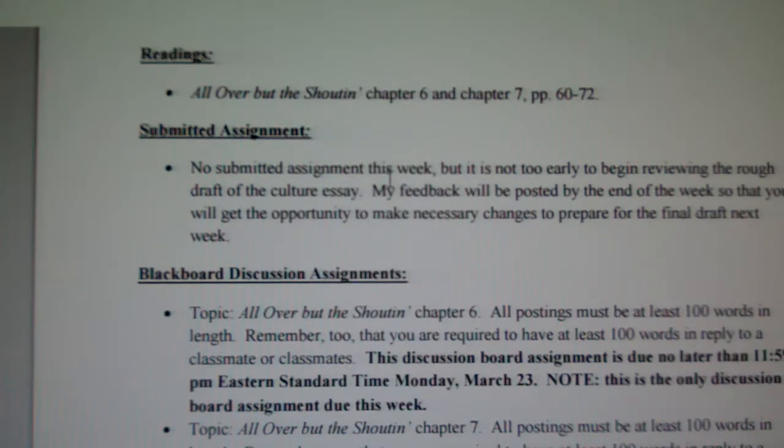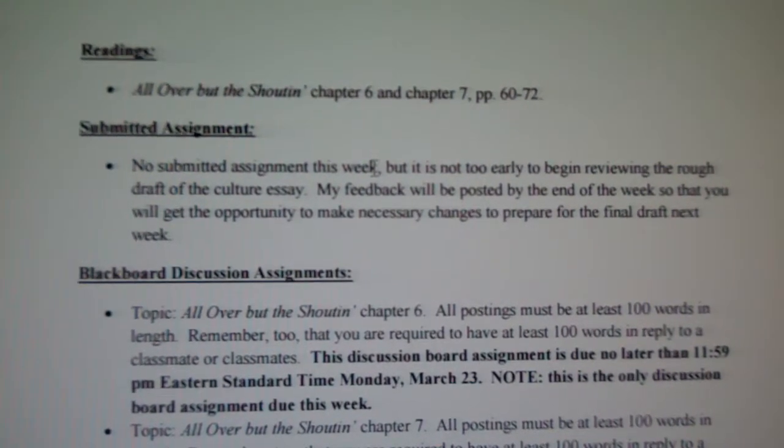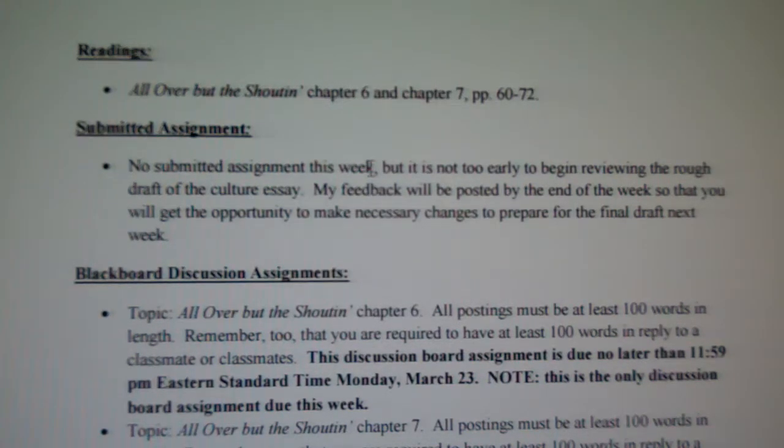There are no submitted assignments this week, but I did make a note that it's not too early to begin reviewing the rough draft of the culture essay. My feedback will be posted at the end of the week. I've reviewed many of those already, but I still have some reviewing to do on those. So you will get the opportunity to make some necessary changes for what will ultimately be a final draft of that assignment, and I will give you more details of that starting next week.